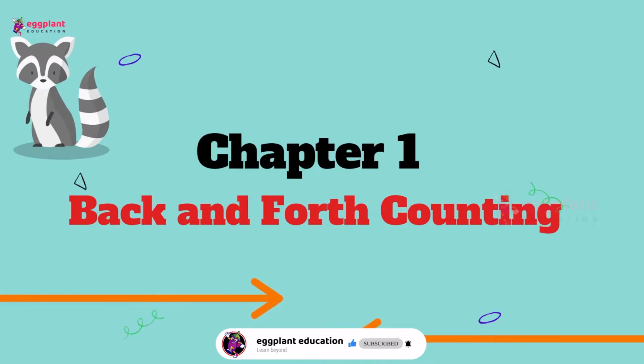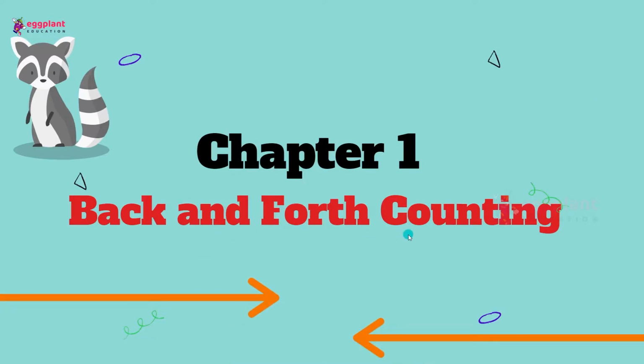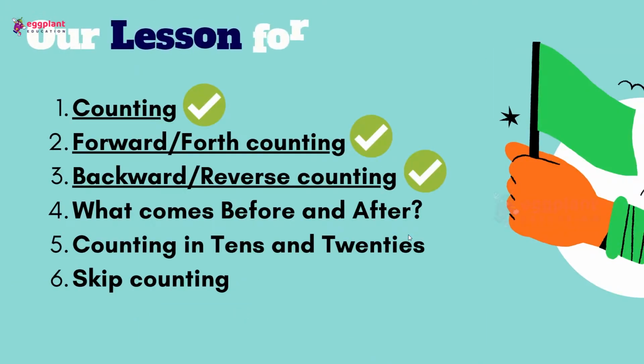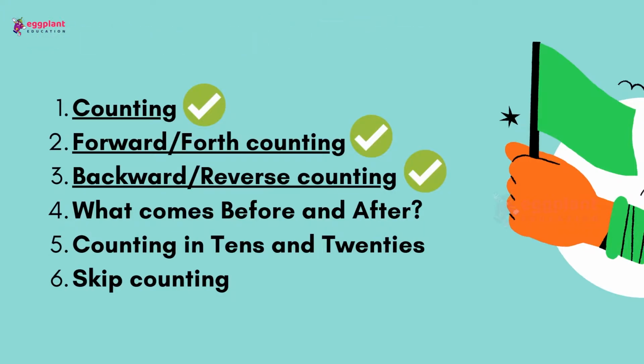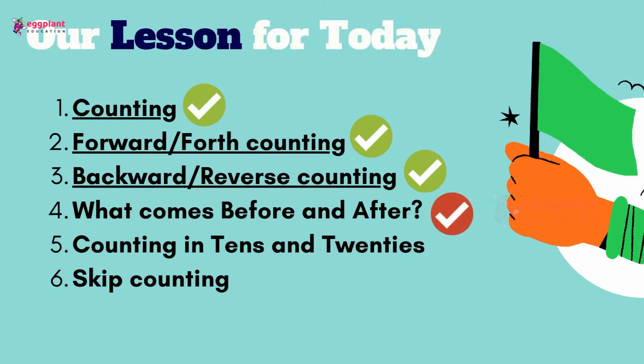In our last video, we saw the concepts from chapter 1. Yes. What is chapter 1? Chapter 1 is about back and forth counting. In chapter 1, we saw what is counting, what is forward counting, and what is backward counting. In today's video, I'm going to be talking about what comes before and what comes after.